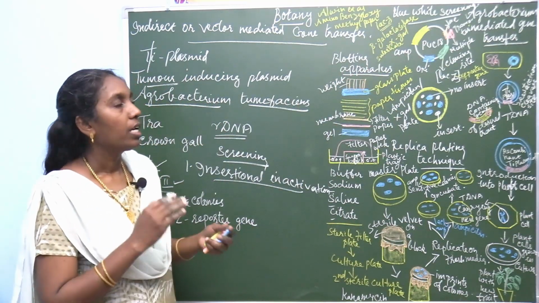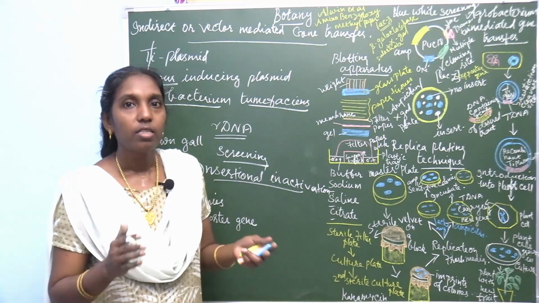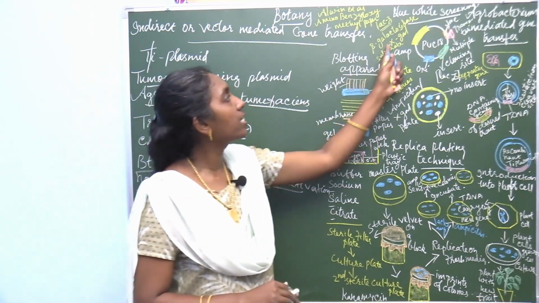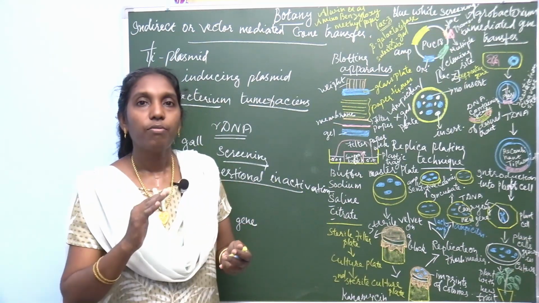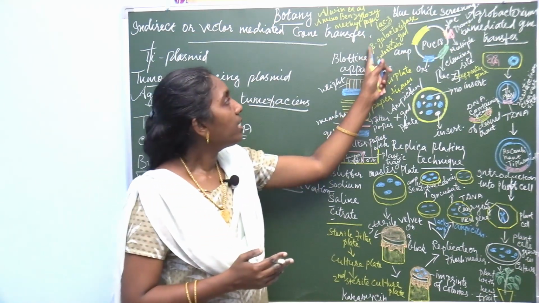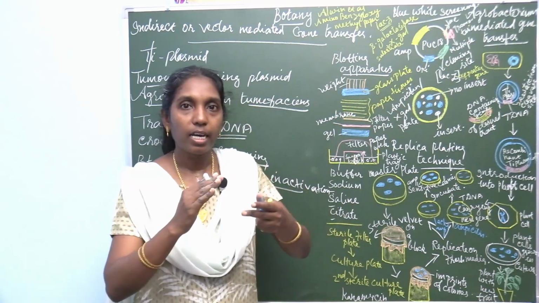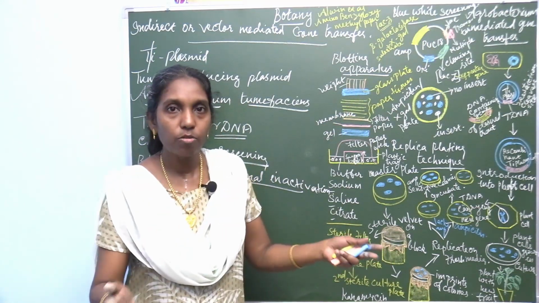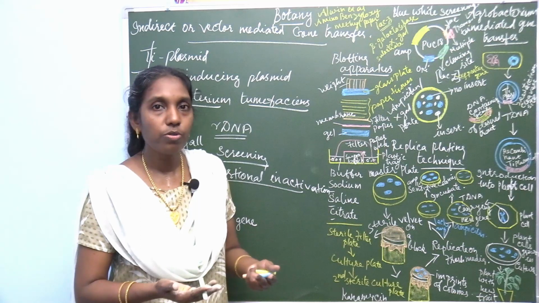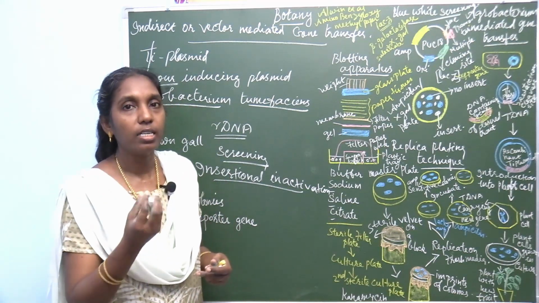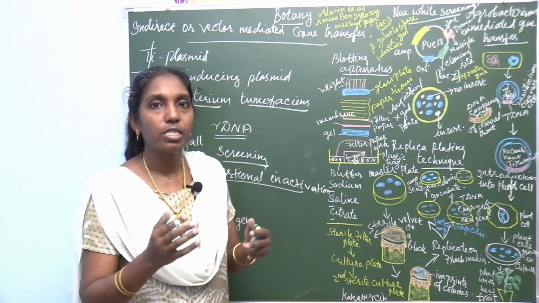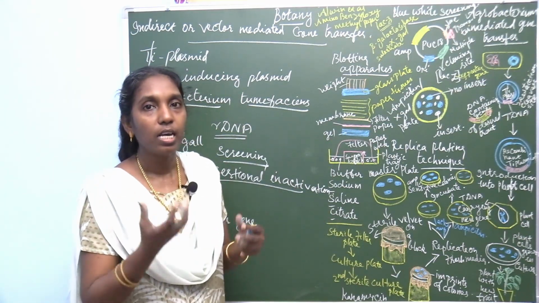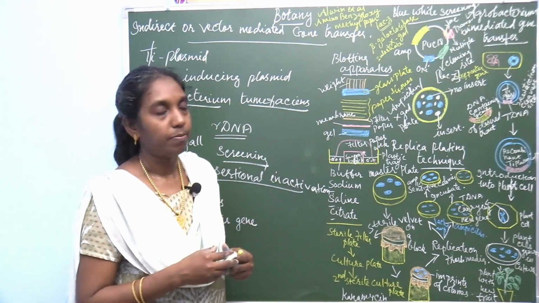The function of this enzyme beta-galactosidase is that it breaks down the substrate X-gal. X-gal is a substrate. When the enzyme beta-galactosidase breaks down the substrate, it produces an insoluble blue colored product.